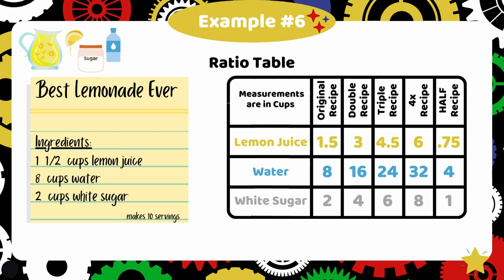How did you do? Did you come up with the right amount of lemon juice? The fourth column should be 4 times the original recipe, 6 cups of lemon juice. The last column is only half of the original recipe, 0.75 or 3/4 of a cup of lemon juice.